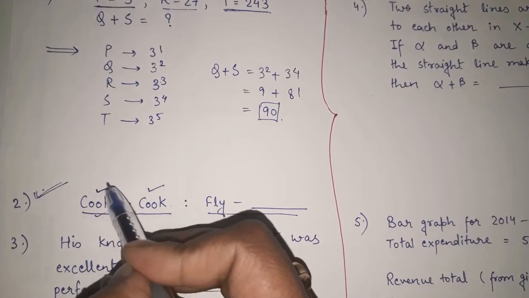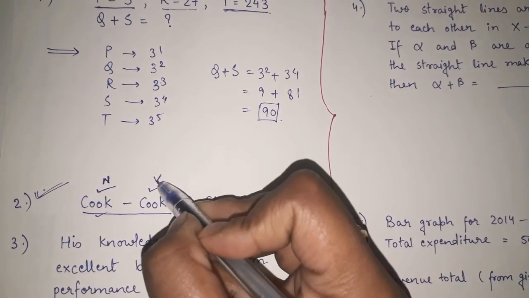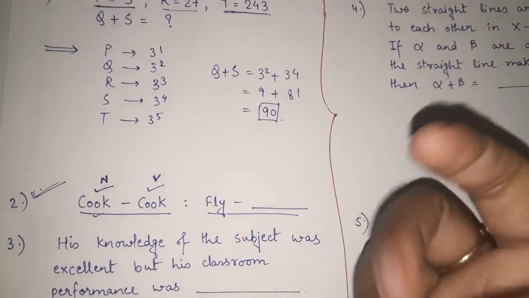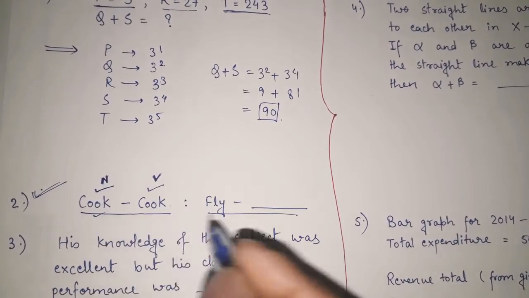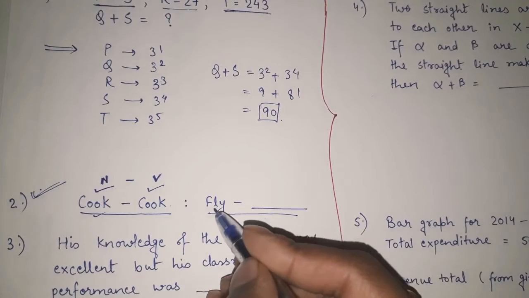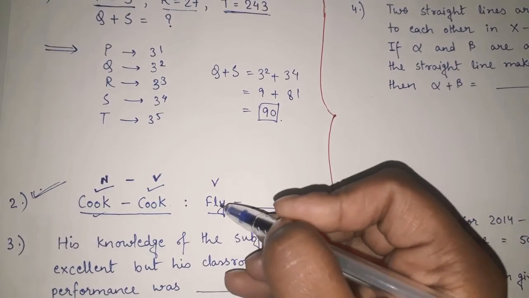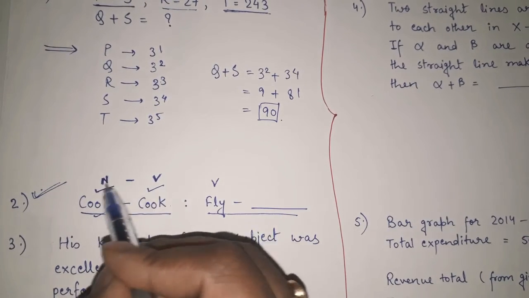So one is a noun, the cook who is cooking, and the second one is a verb. Cooking is a verb, right? Cook, to do something, to cook. So one cook is a verb, one cook is a noun. So this is nothing but a noun-verb relationship. Similarly, if we see fly, what is fly? Fly is a verb. To fly, it is a task, right? Fly is a verb. So this was a noun-verb relationship.